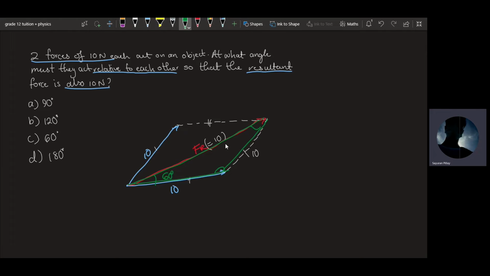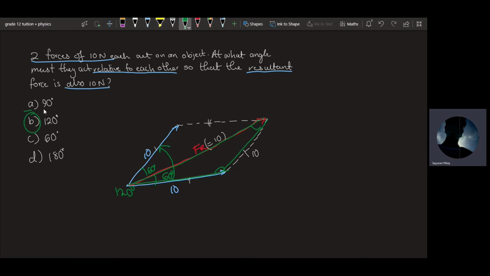So because the diagonal bisects the angle, we know that this is also going to be 60 degrees, and the angle relative to each other between the forces is going to be 60 plus 60, and that's 120 degrees relative to each other, right? So very simple sort of thing. You just have to think about it a bit.